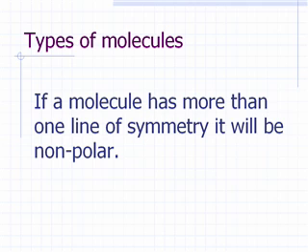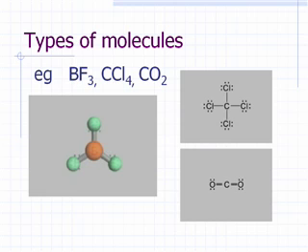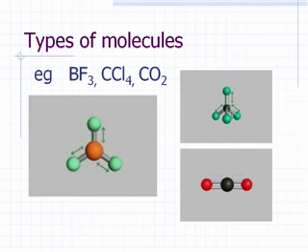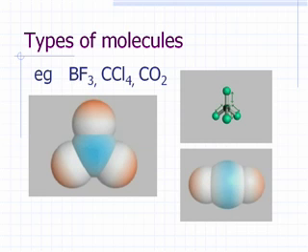If a molecule has more than one line of symmetry, it will be nonpolar. And here are a couple of examples. We've got BF3, CCl4 and CO2. In each instance they have polar bonds, but because they are symmetrical, you find that the whole molecule is overall nonpolar. The polar bonds tend to cancel each other out. There is no dipole, there's not one positive end and one negative end to the molecule, so we don't say that they're polar, they are nonpolar molecules.